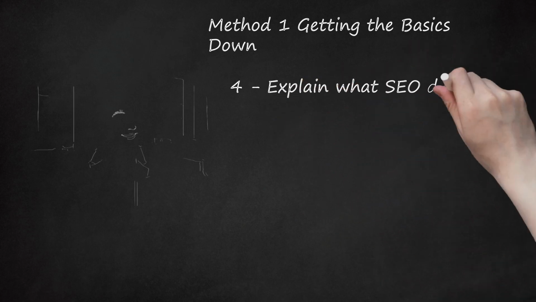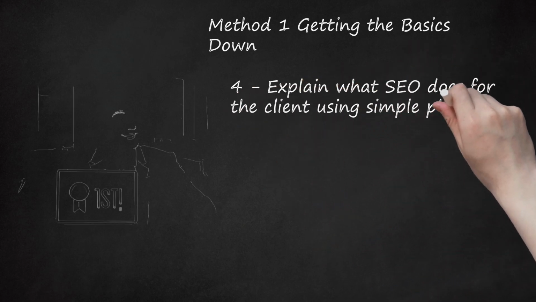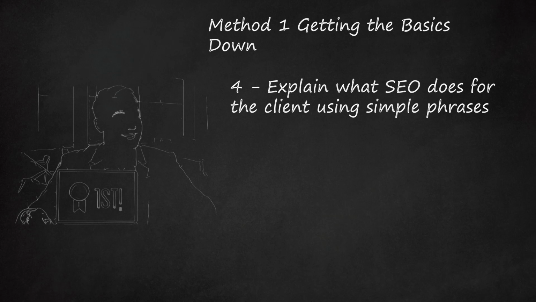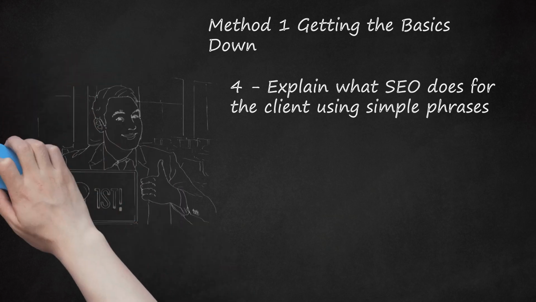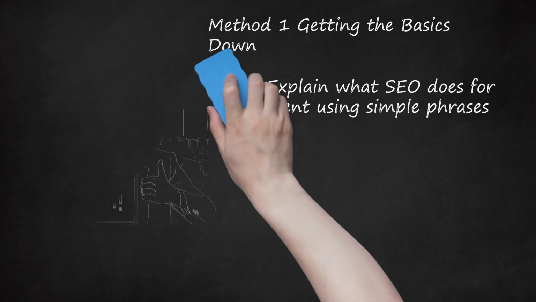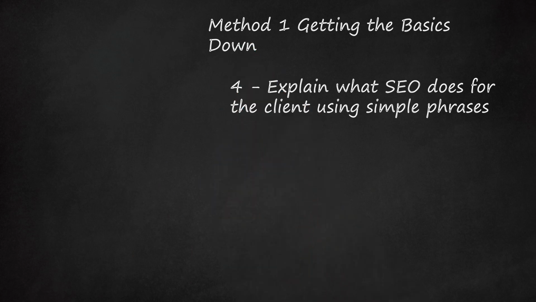4. Explain what SEO does for the client using simple phrases. Your client may not understand the importance of search engine optimization until he or she understands what it does. You may have to explain to your client what SEO does. For example, you could say, SEO helps your website appear on the first few pages of the search results. SEO helps your website appear sooner when someone searches for, and then you list the terms someone might use to find your client's business. SEO makes it easier for people to find your business website.